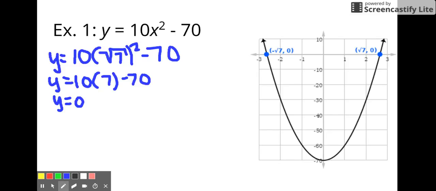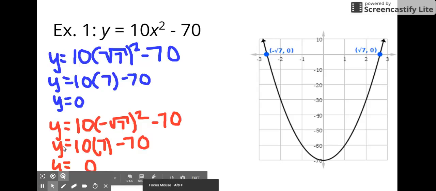So we verified algebraically that when x is square root 7, y is 0, which means that solution is correct for an x-intercept. Let's look at when x is negative square root 7 and see if we also get y equals 0. So when we substitute in this negative square root 7, when you square that, you're going to get just positive 7. And again, we see that y equals 0, so we know we did our work correctly.